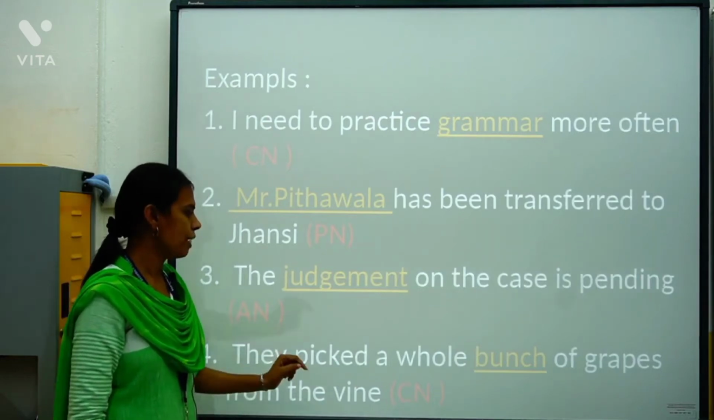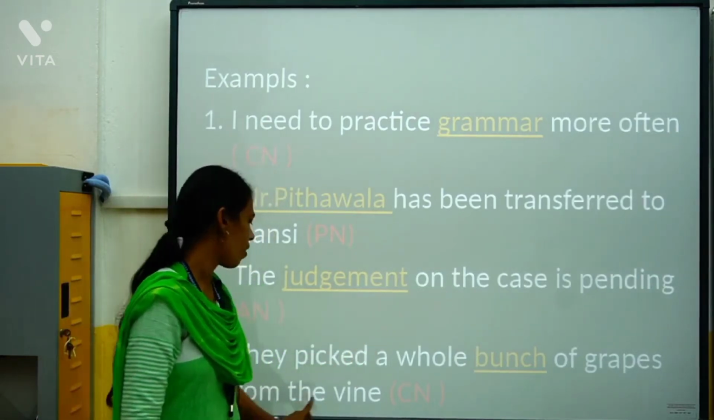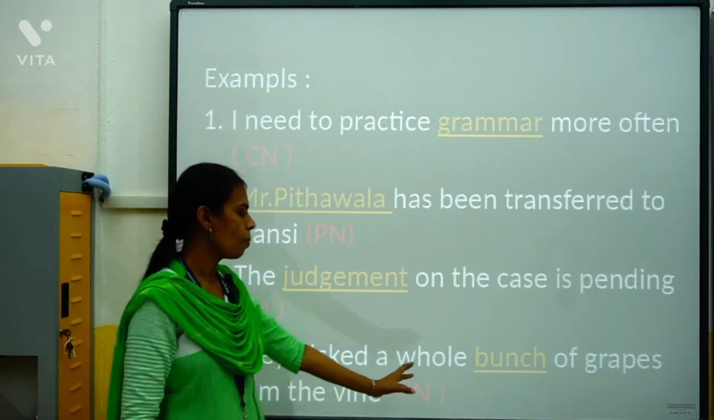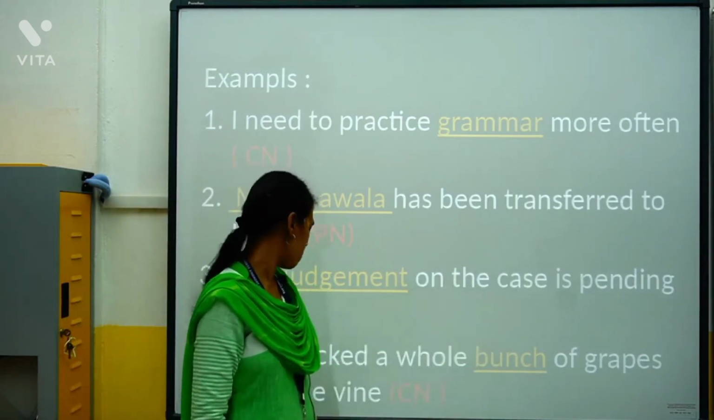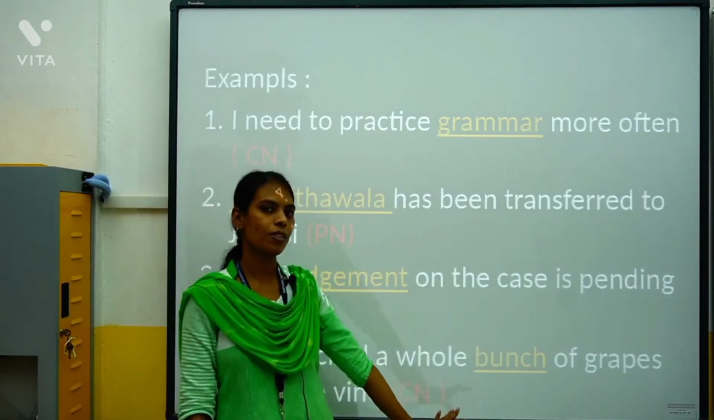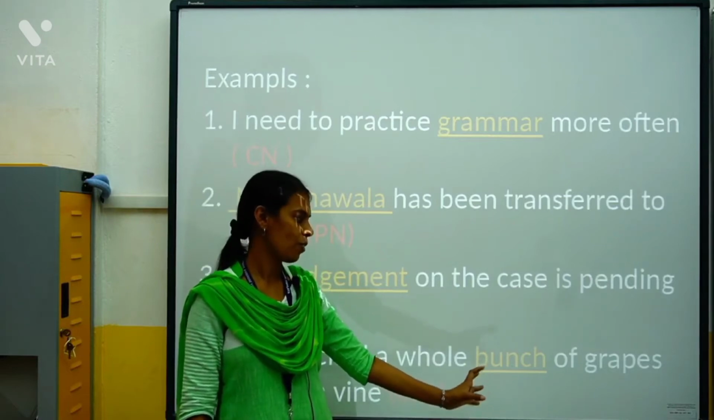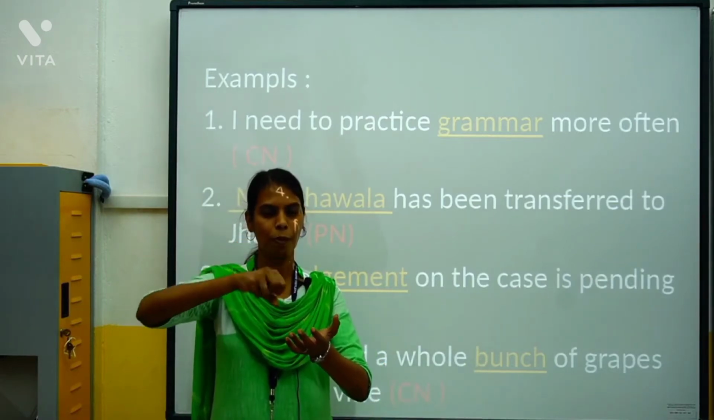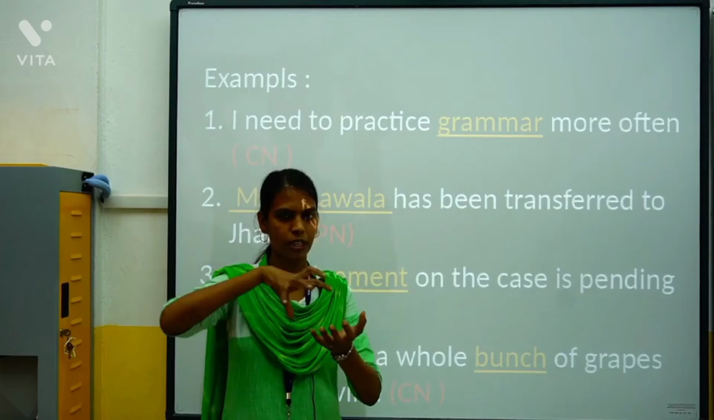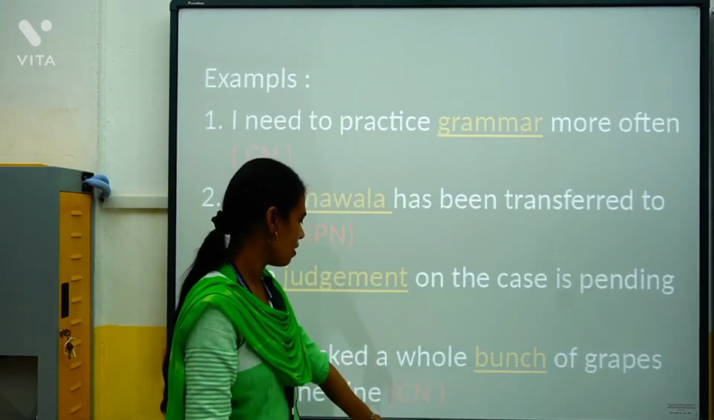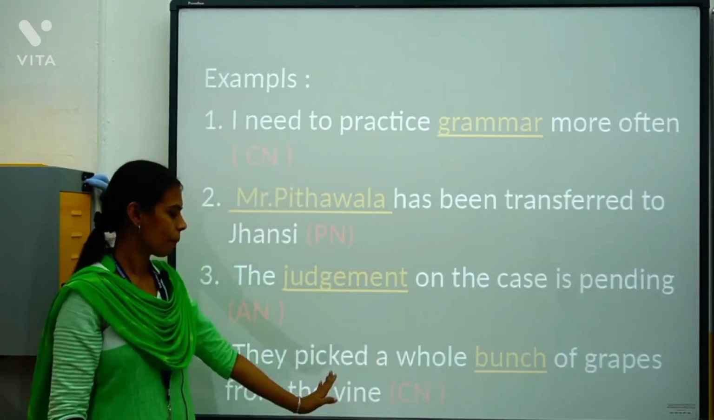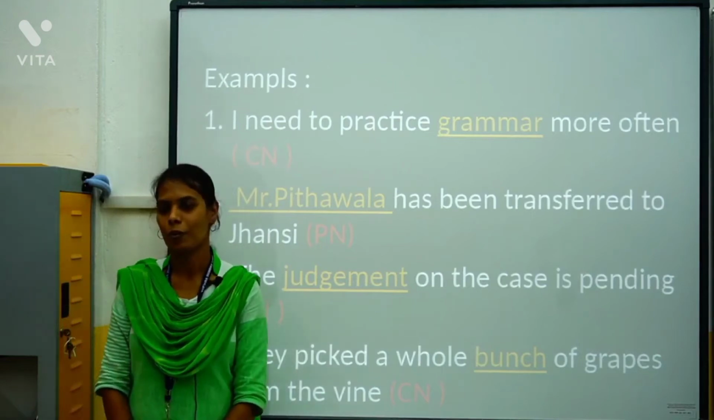Then, they picked a whole bunch of grapes from the vine. So what noun is this? Collective noun. We said it's a group of things, a group of people, a group of animals, a group of something together. It's called what? It is a collective noun. Very good.